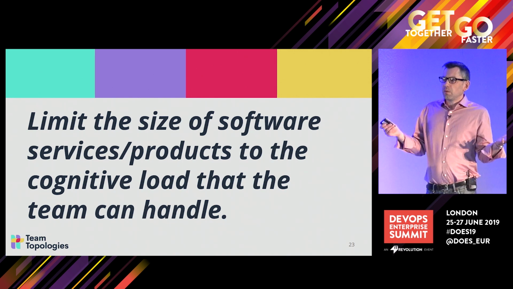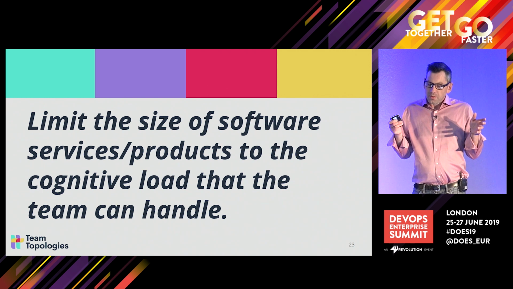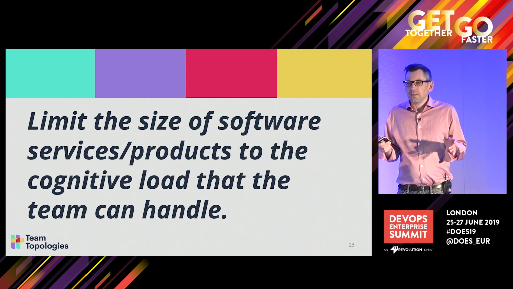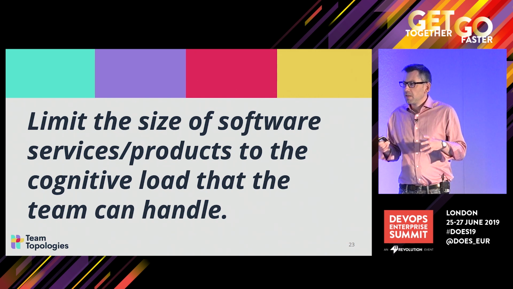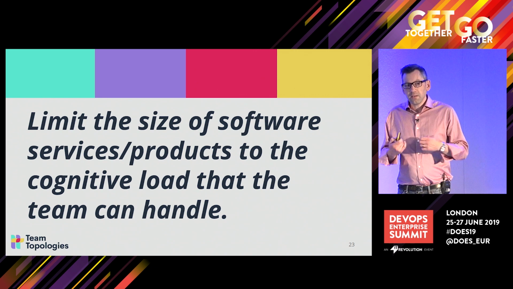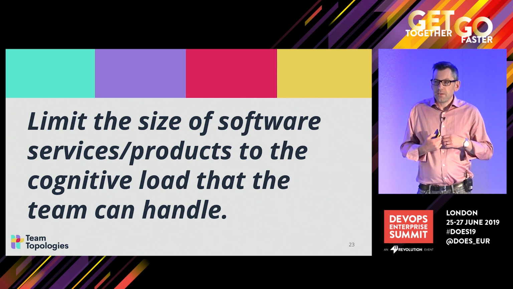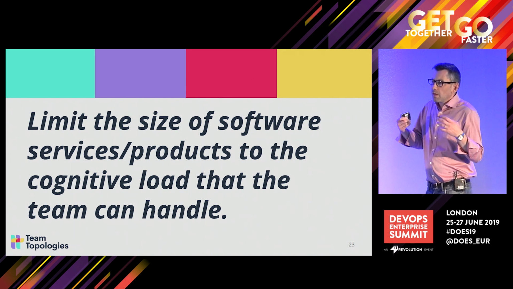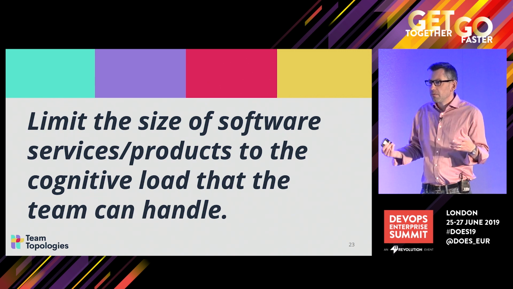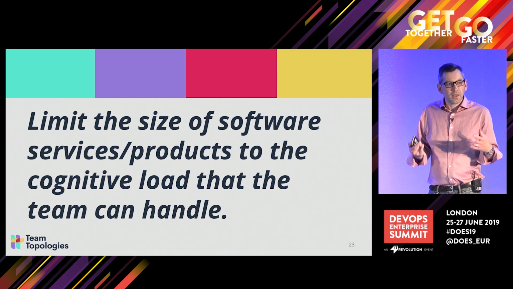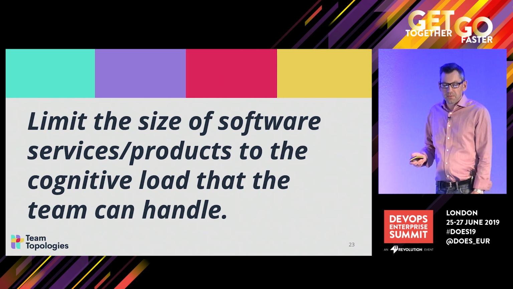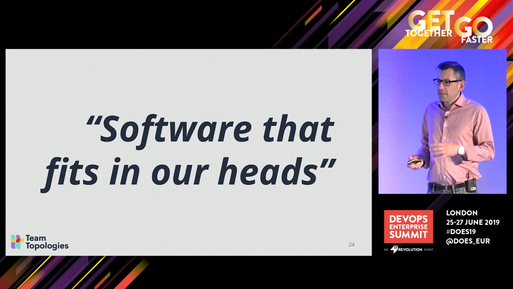So this is the implication of what we've just been talking about. We should be thinking about limiting the size of software services and products to the cognitive load that the team can handle. So we're starting to take a socio-technical approach to building our software systems here. We don't just pretend that we can throw any kind of software architecture or design or technology at a team and they'll just have to deal with it. We're actually using the constraints or properties of the human systems that we have in our organizations and working with them to produce more effective software delivery and more effective software systems. So this, again, is software that fits in our heads.